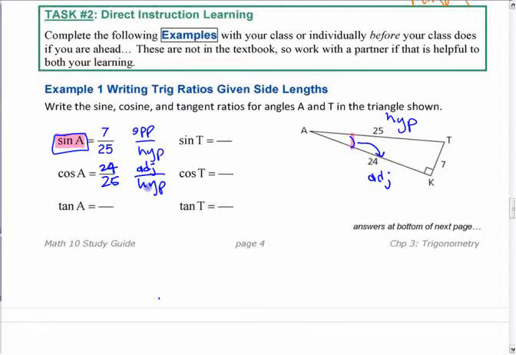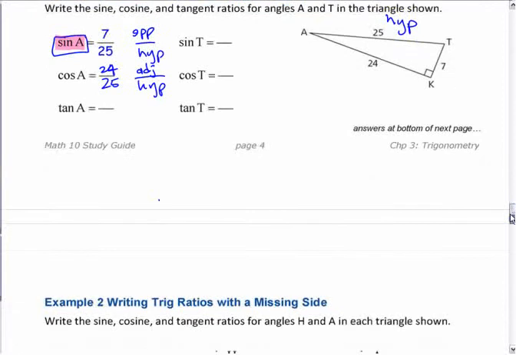You can finish the rest of them here in a minute or two. This one, notice it says sine of t, not sine of A. So if you're doing that, you need to relabel the triangle. What happens if we look at this angle instead of the other angle? If you start looking at angle T, what happens to the adjacent and the opposite? They switch around, right? So you need to look at it from whatever angle you're required to look at it.